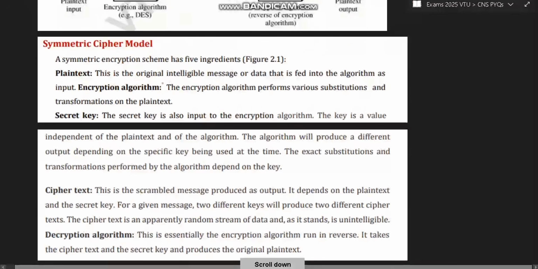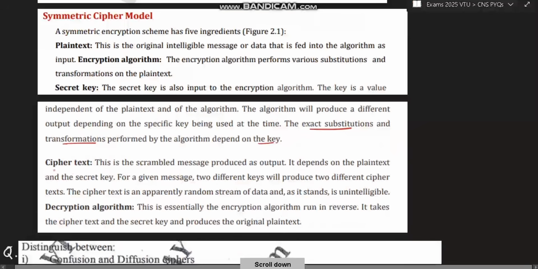Now, what all does it have? The plaintext is the first thing, which is the original intelligible message or data that is fed into the algorithm as input. Encryption: the algorithm performs various substitutions and transformations on the plaintext. The secret key is also added as an input to the encryption algorithm, which makes it secure. The key is a value independent of the plaintext and of the algorithm. The algorithm will produce a different output based on a different key. Okay, if we use a different key, we will get a different output, and the exact substitutions and transformations performed by the algorithm depend on the key.